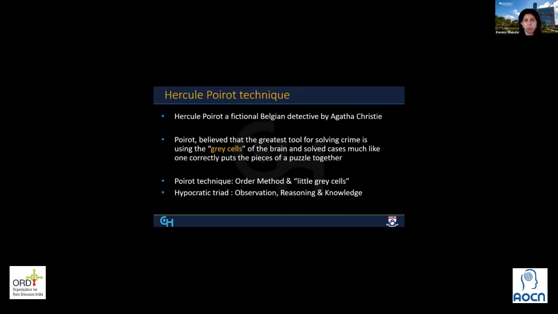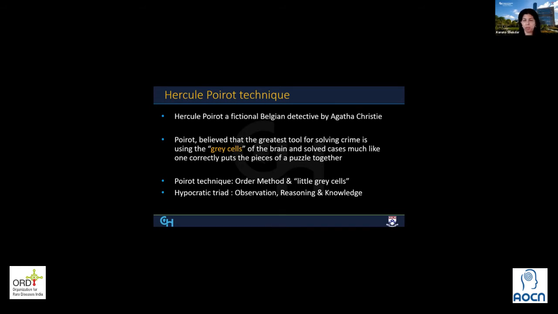So why Hercule Poirot? Actually, when I was talking about this to some of my trainees, I was surprised that this generation of trainees don't read much Agatha Christie. They read a lot of Marvel comics and some other series. So I had to tell them that Hercule Poirot is a fictional character. He's a detective from Belgium, created by the author Agatha Christie. And one of the favorite things that Poirot likes to say is the use of little gray cells. And I said that I have to make this association.